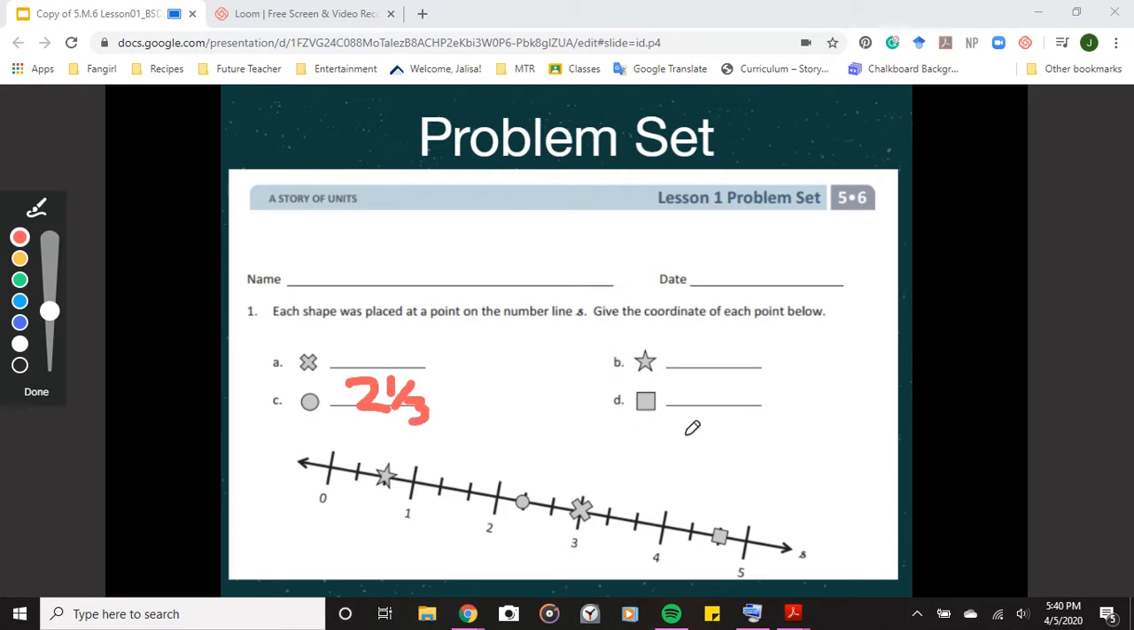All right, and our square, which is D, is at our second notch between 4 and 5. So we know that that's going to be 4 and 2/3.